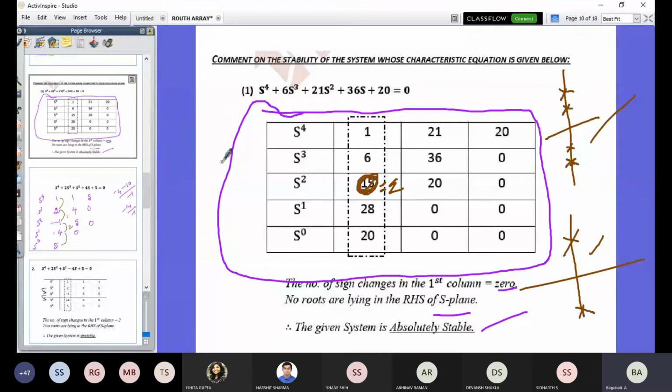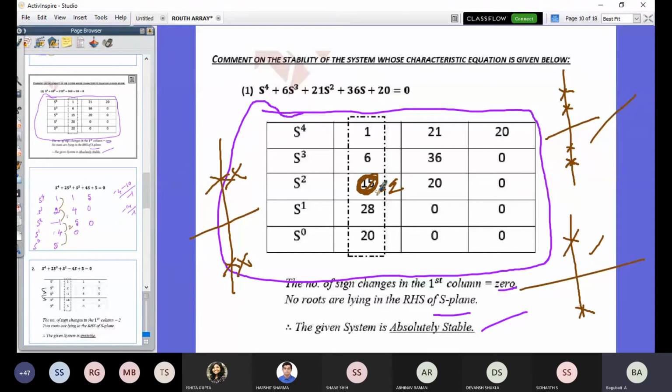And in the third case, there may be a repeated pair of roots lying on the j omega axis. What is the system stability? Unstable, sir. That's what I told you. Once the first column of any row becomes 0, the system may be marginally stable or it may be unstable. These two cases only may come. It won't come for the stable criteria.